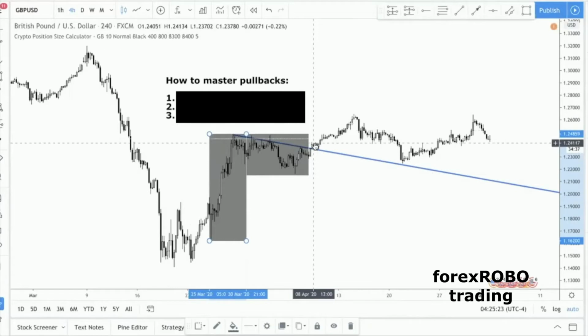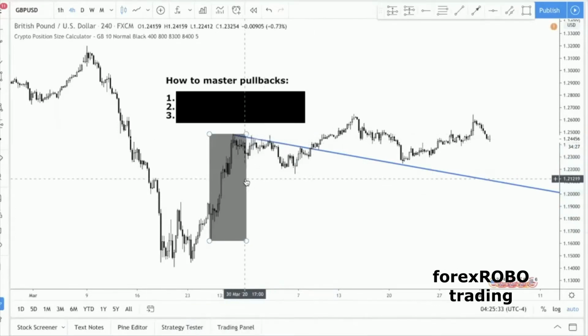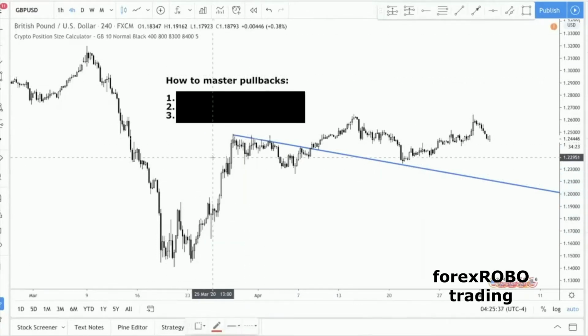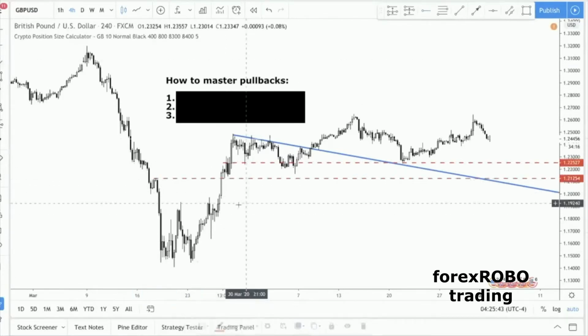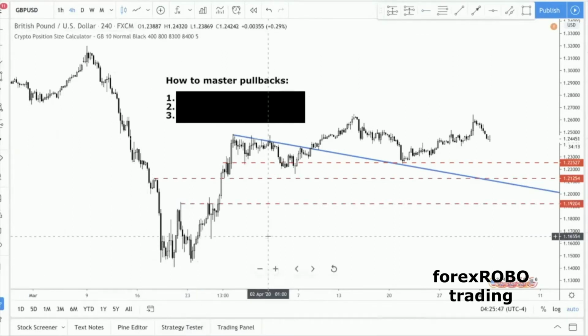Okay, now why it's difficult to master pullbacks is because you never know for sure which level price will pull back to. Okay, you never know. So the problem comes when you can easily identify this trend, but you don't know, is price going to pull back to this level, or is price going to pull back to this level, or is price going to pull back to even this level. Okay, so that's the challenge of trading pullbacks.